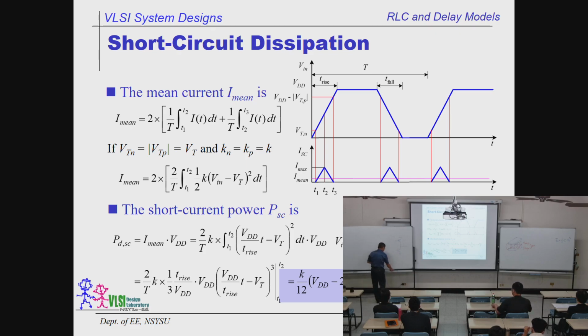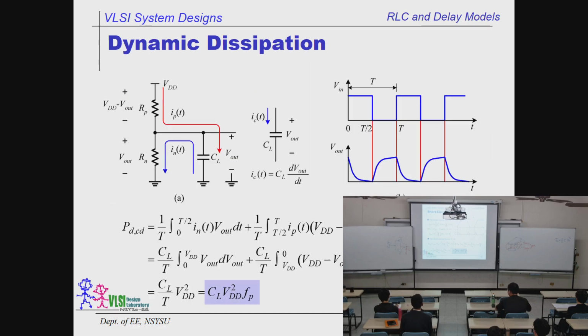Now this is an inverter, and we have a load over here. This is CL, and this is V in. When this is low, we charge this one. When this is high, we discharge it. So the first term of dynamic power is about this part. Is that clear? That is the one I just showed you in the previous slide. So the faster you do the charging and discharging, the more power it dissipates. That's why.